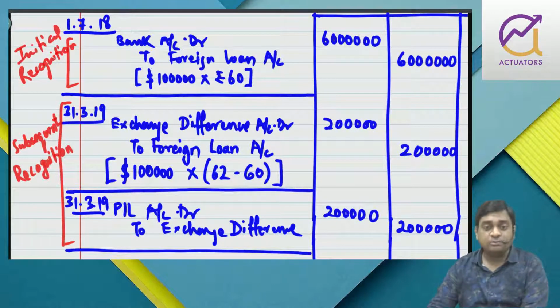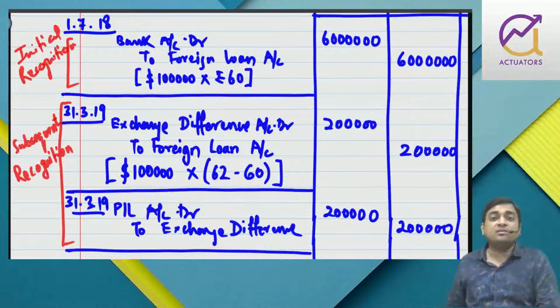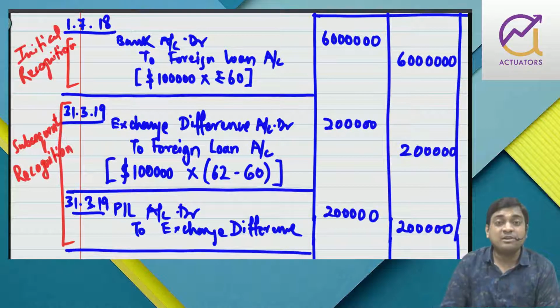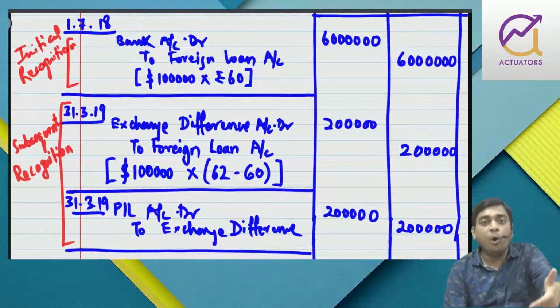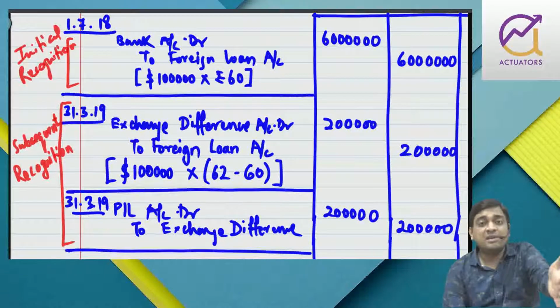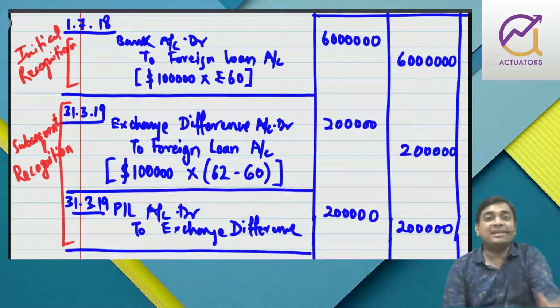So for which items you have to show subsequent recognition? Monetary items. And what are those monetary items? Foreign creditor, foreign debtor, foreign loan, which are receivable or payable in known foreign currency.